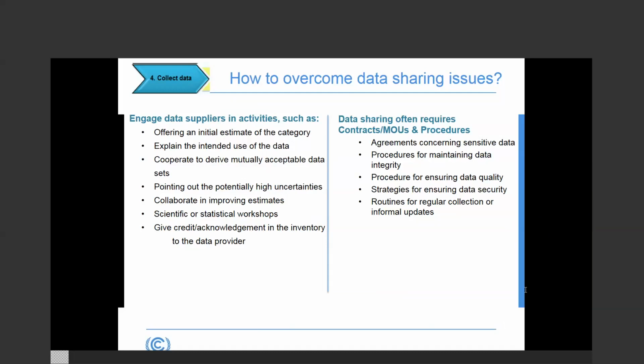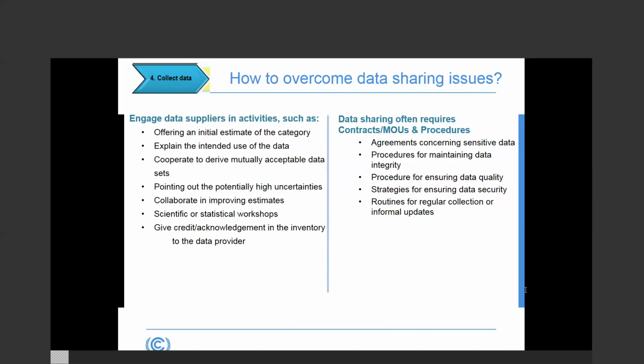On the implementation side, engage data suppliers in activities and do it at the earliest possible stage. For example, offer an initial estimate for the category so they will know a ballpark evaluation of what they're supposed to provide.